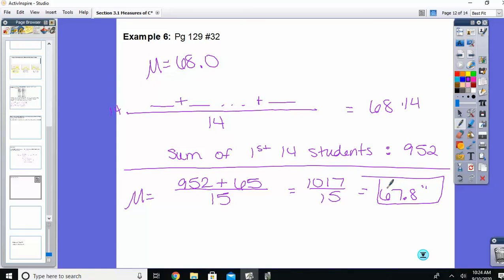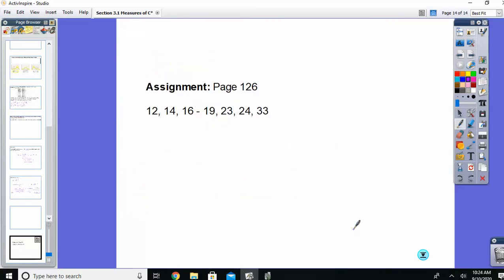I'm done with the section, so we've got some time to work now. So your assignment is on page 126. There is at least one question, I think it might have been number 19, that has quite a few values. You might want to use your calculator for that one. You don't have to, but you may want to find your mean and your median. Just make sure you type your values in correctly, and then it should be pretty fast.